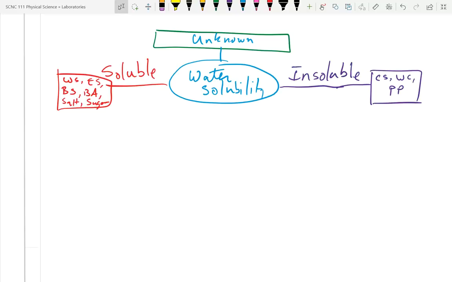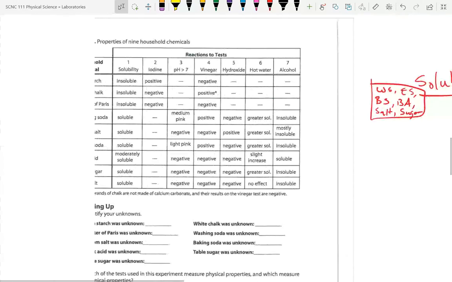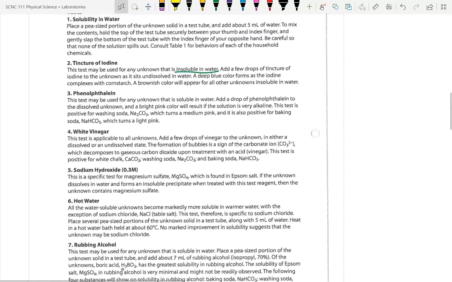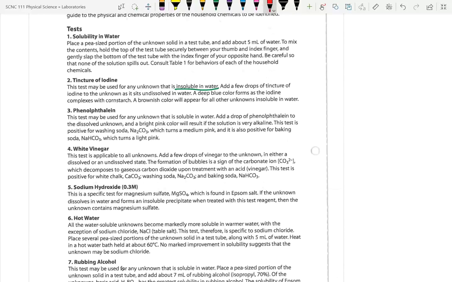Well, let's focus on the insoluble. We only have 3 things, and there's only 2 more tests for the insoluble ones. If we look at our table here, we have the iodine and the vinegar test. Which one should I do next? Well, let's look at what you have to do. The iodine test you can do in the water, while it's sitting there as it sits undissolved in water. And the other one was the white vinegar test. Add a few drops of white vinegar in the dissolved or undissolved state. Both of them can be done in water. So it does not matter which one you choose to do next.